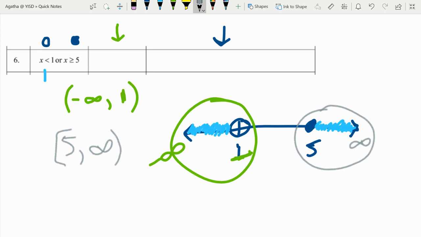Now, since we have 2 of them, we have to unite them with something. We can't just say it's this one and then stay quiet and it's this one. The equivalent of "or" is something that looks like this. It's kind of like a U-looking thing. So we could put a U between these two intervals, and that would be our interval for this domain. That's it.